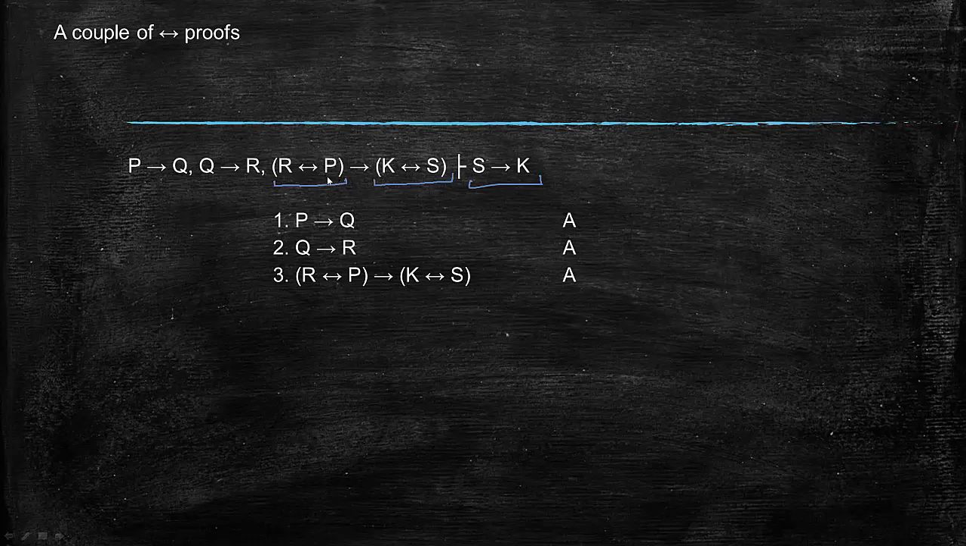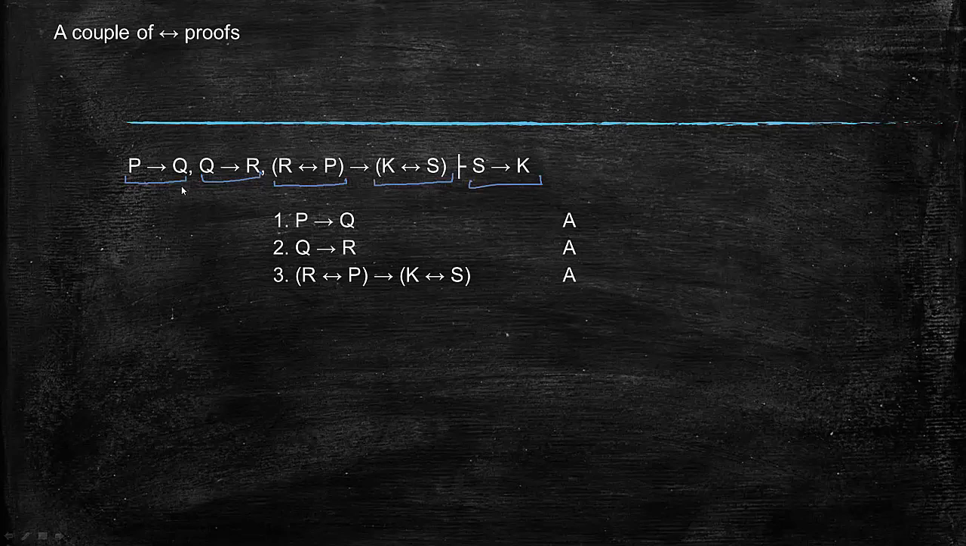Is R if and only if P there? No, it's not there, but we are given if P then Q and if Q then R. And maybe you can see that if P then Q and if Q then R put together would give us R if and only if P by biconditional introduction. It would give us P if and only if R, which as written is a little bit more natural, but it will also give us R if and only if P, because we have if Q then R and if P then Q.